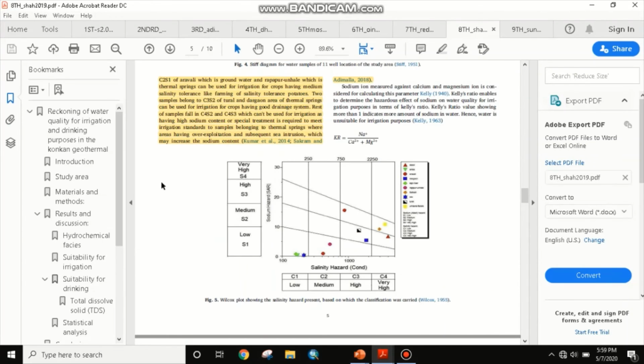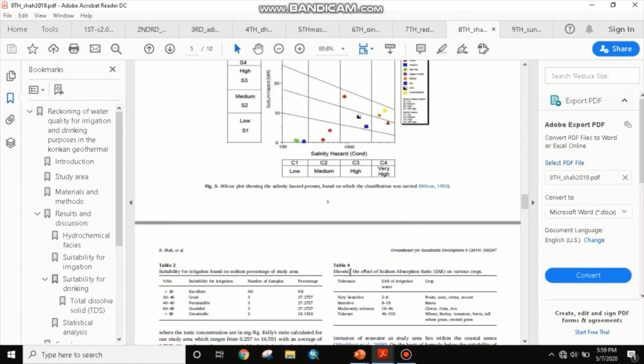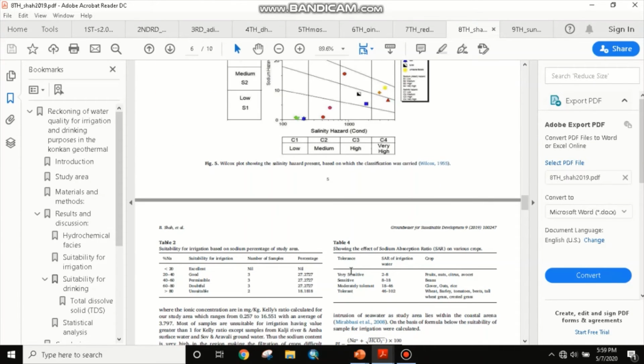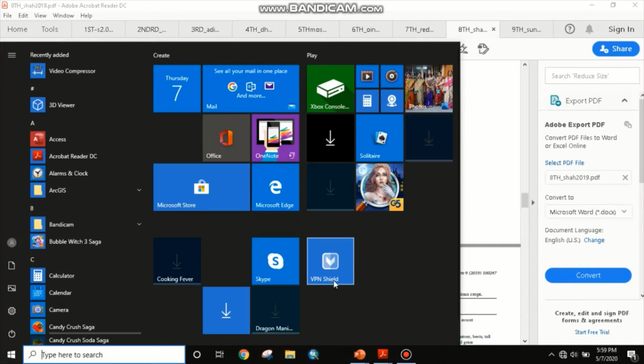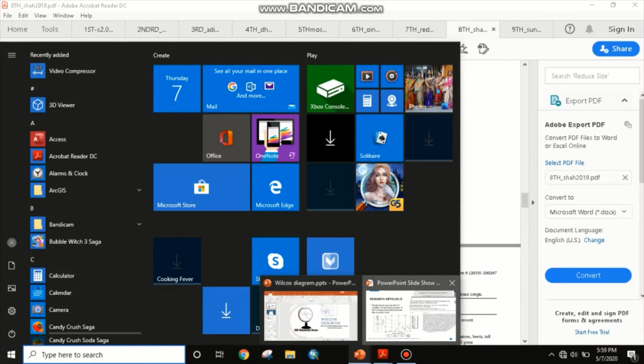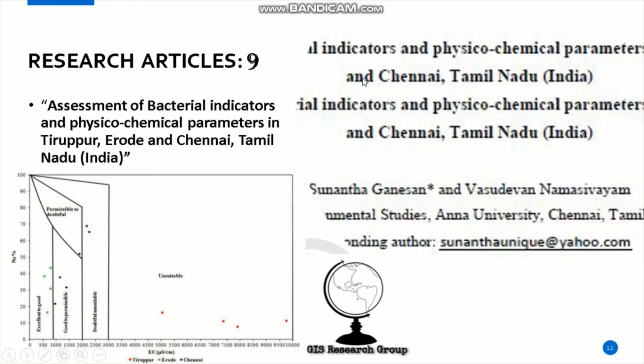I will demonstrate how to do this in our later video. The next video will show that. So let's have a look at our next research article. The title is Assessment of Bacterial Indicators and Physiochemical Parameters in Tirupur, Erode and Chennai, Tamil Nadu. So let's have a look at this article.